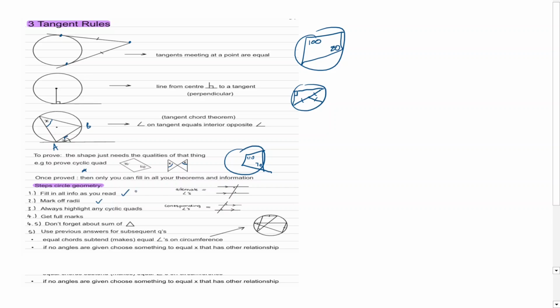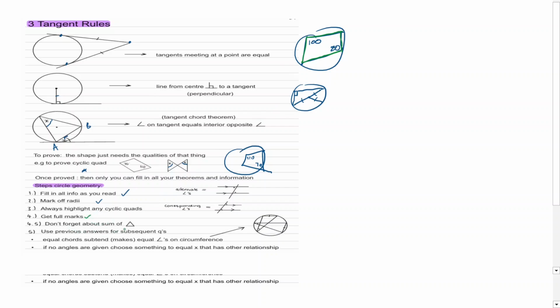Mark off any radii like I've done here. I'm astounded at how often students don't mark off the radii but then battle later on in the question to figure things out. Always highlight the cyclic quads, and so as you get to a question, immediately start your experience of that question by highlighting where the cyclic quad was. It looks all easy and pretty when things are simple, but when it gets big and complicated, that becomes invaluable. Ideal to get full marks.